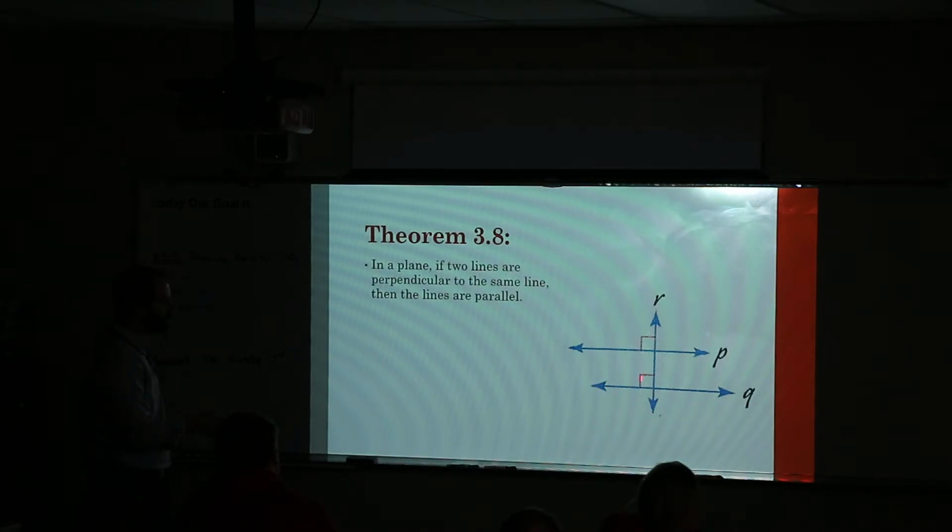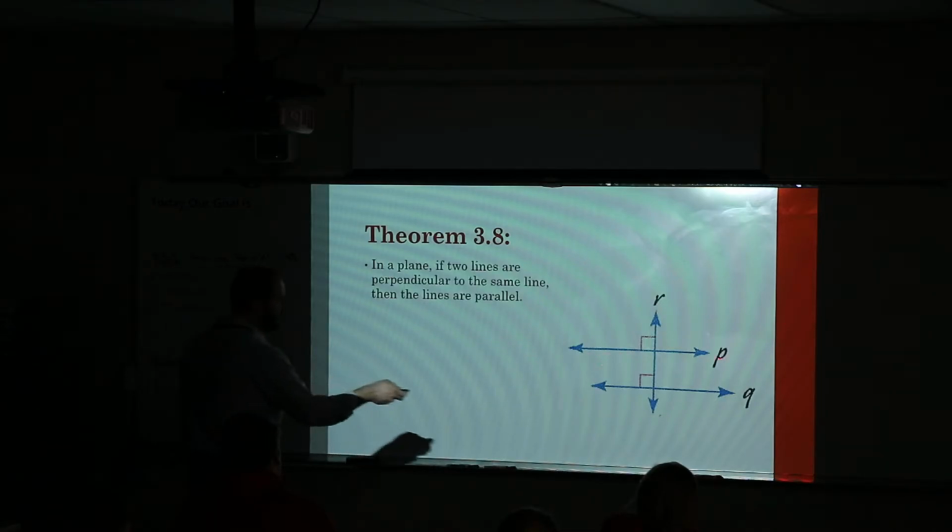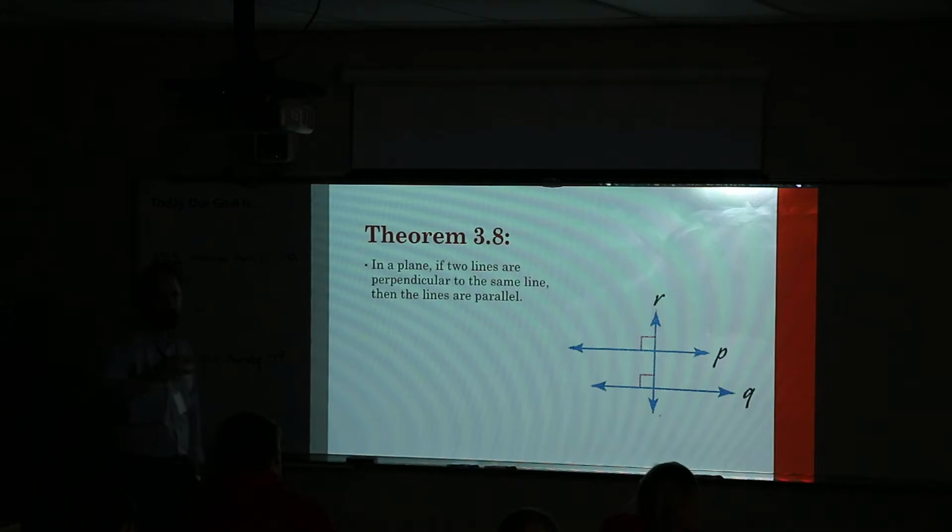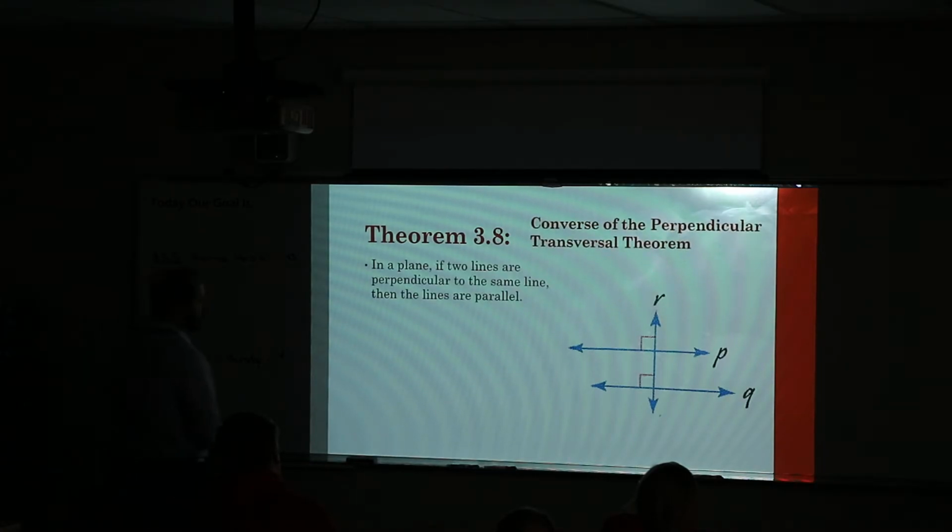Well, if the corresponding angles are equal, what we talked about earlier was that postulate 3.4 said that if the corresponding angles are the same, which they are, they're both right angles, they're both 90 degrees, then the lines have to be parallel. It's literally like a two-line proof. Super easy. Again, this is a converse of 3.4. This is the converse of the perpendicular transversal theorem.